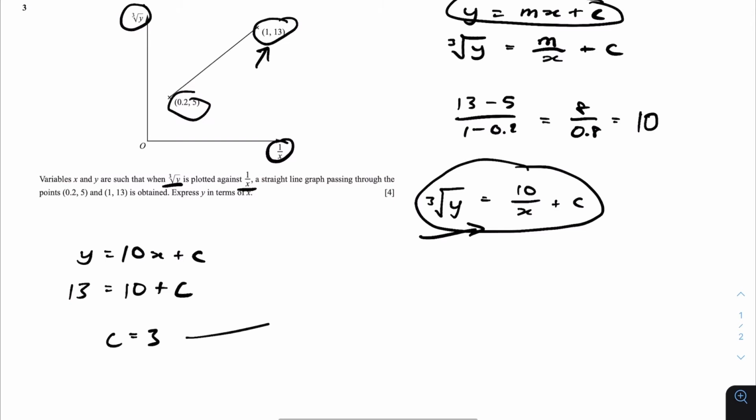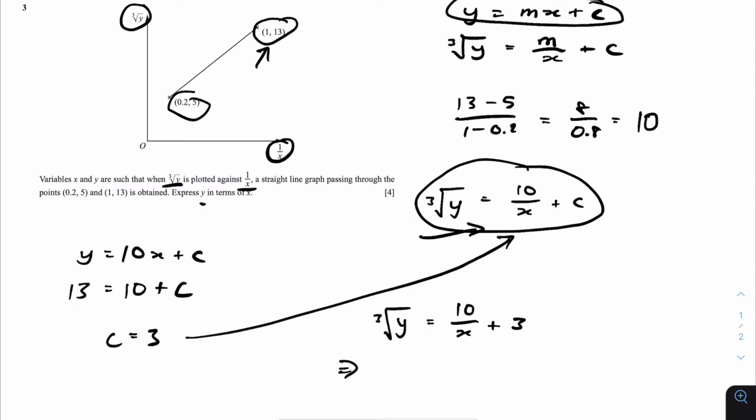So now we can substitute into the real equation to get our final one, which is cube root of y is equal to 10 over x plus 3. But we're not done yet. They're saying express y in terms of x, not cube root of y. Well, that's pretty easy. We can just cube everything to get rid of the cube root sign on the y, to get y is equal to 10 over x plus 3, cubed. And we can literally just leave it like that because it would be a bit painful to simplify this. We could use binomial theorem, of course, but let's just leave it at that. So that's our final answer for this question.